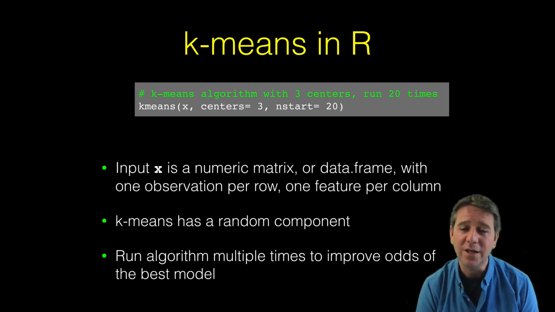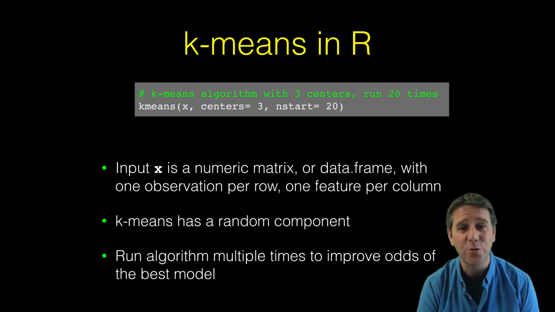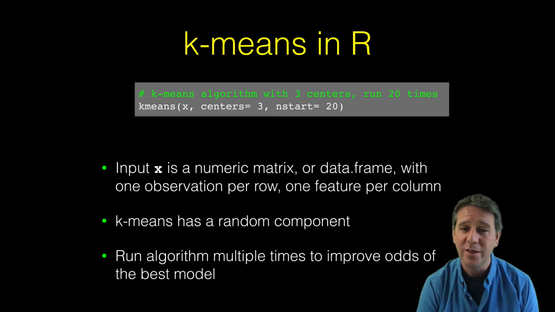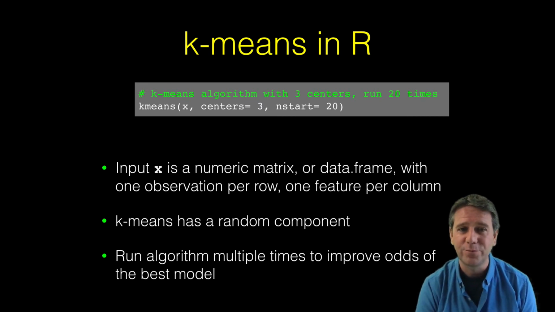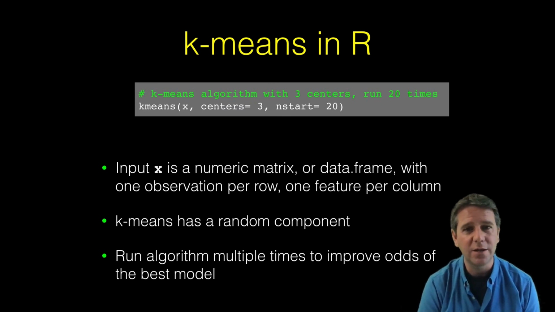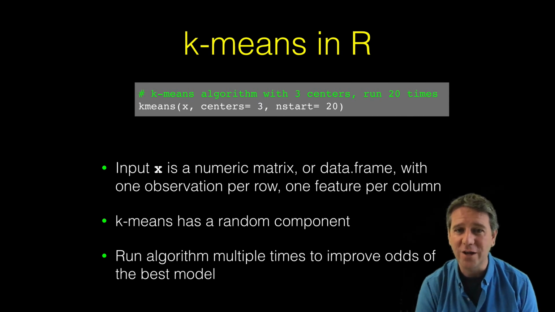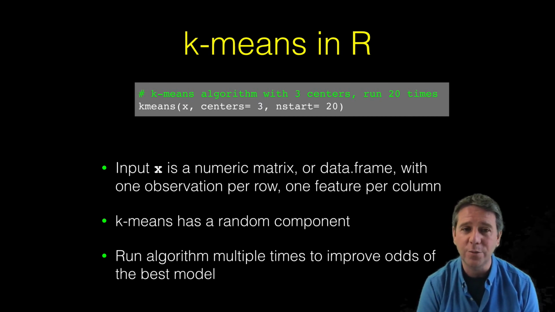And then recall that k-means has this random component to it, and we can control the number of iterations, because the more iterations we run, the better. We improve the odds of finding the best model, if you will, if we run multiple times. So we're going to say restart please, in this case 20 times. We'll often pick a higher number here than the default because it'll increase our chance of finding that best answer. So that's the kmeans function. Again, x is our numeric input data, centers is the number of clusters you're after, and we're going to run multiple times with this nstart parameter.